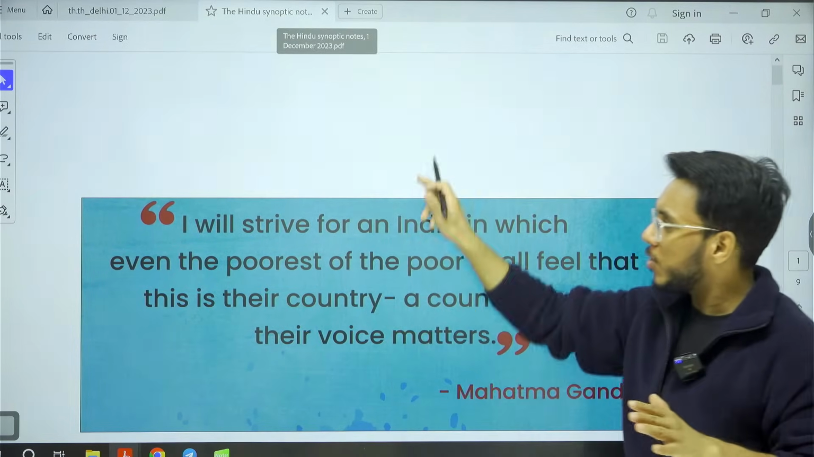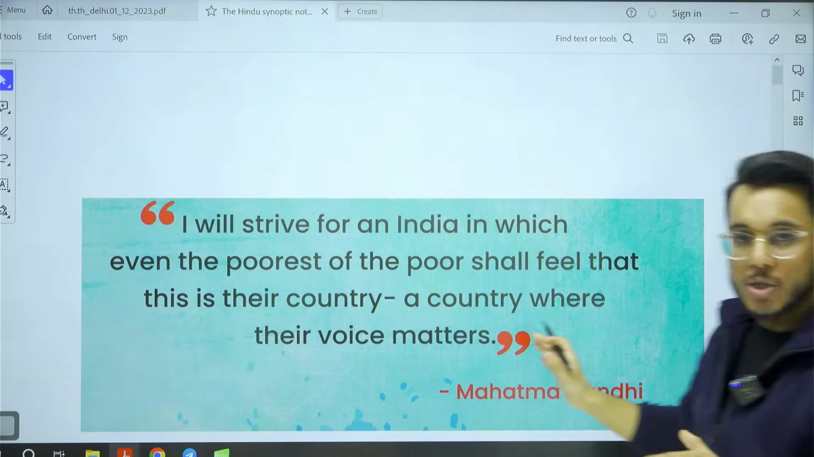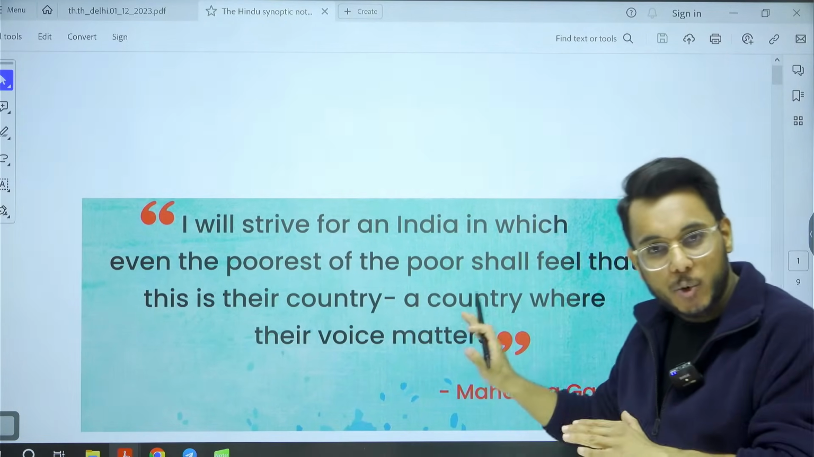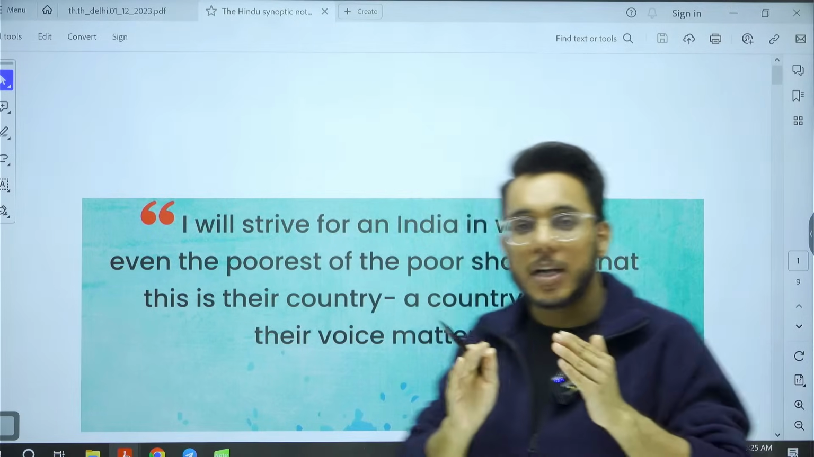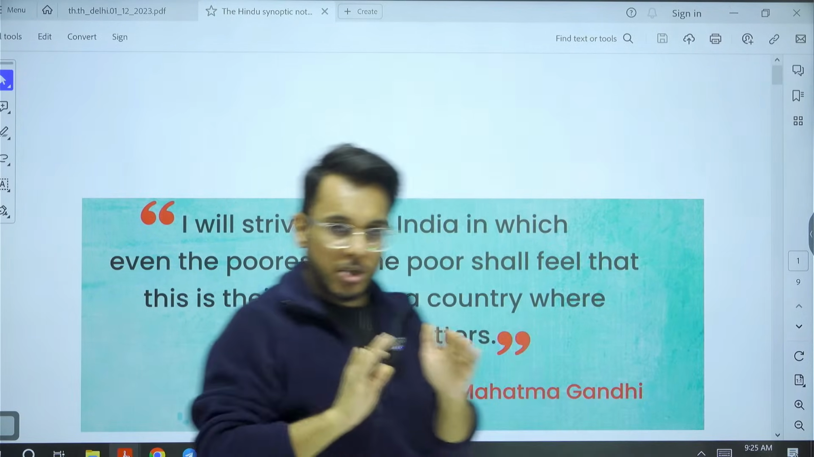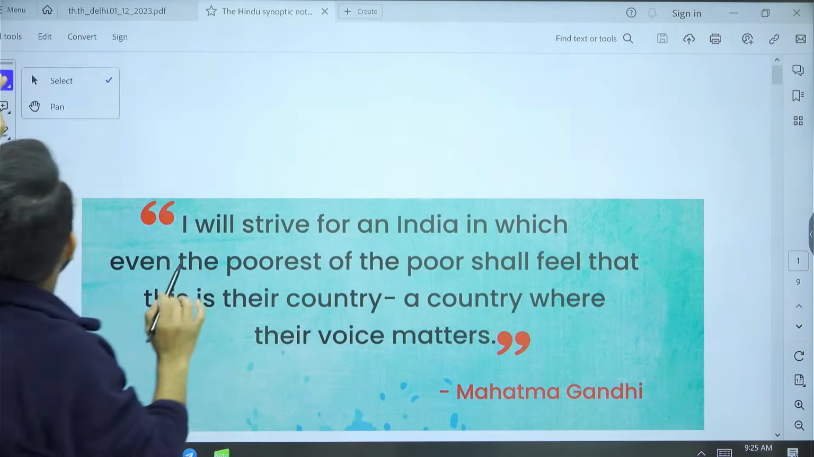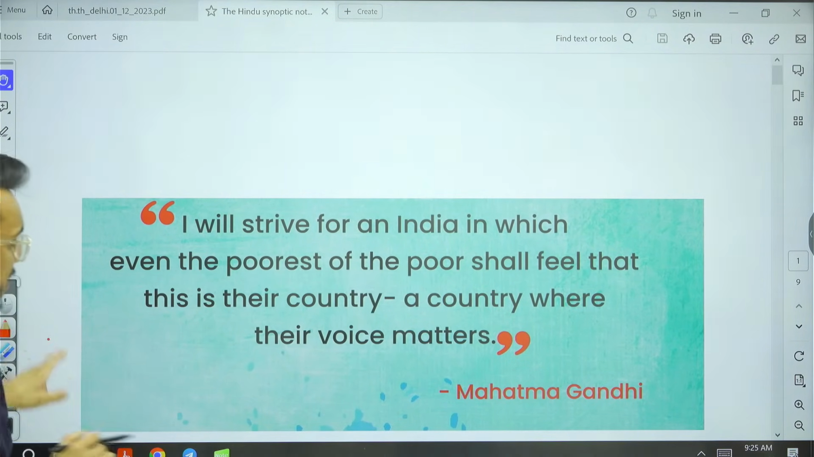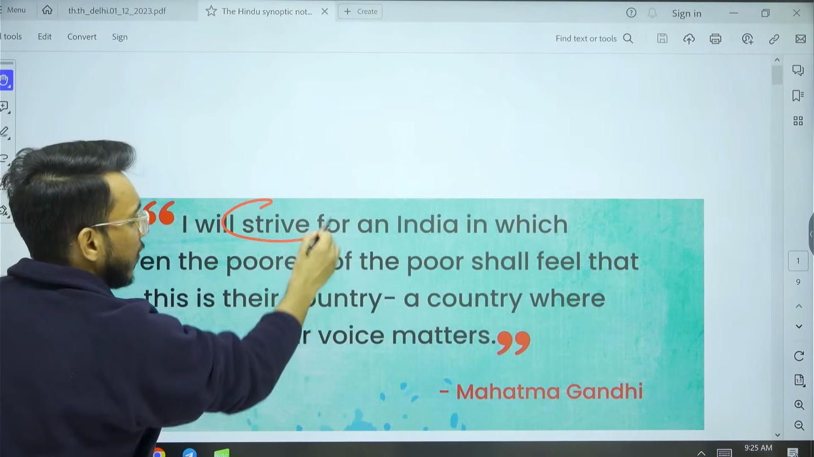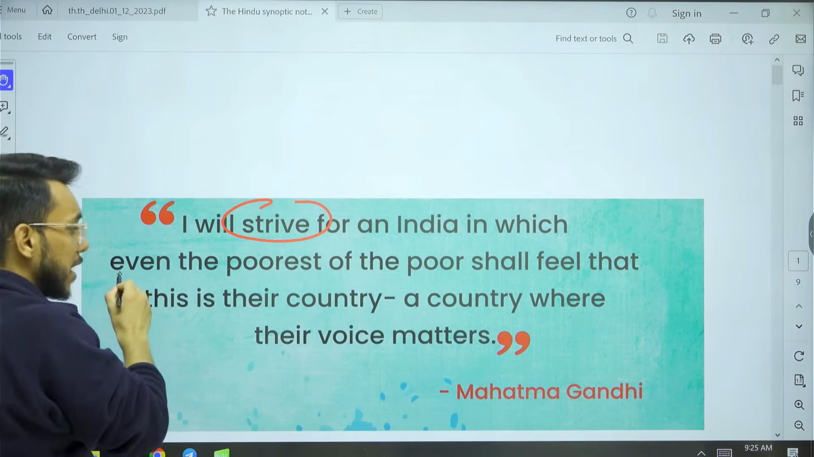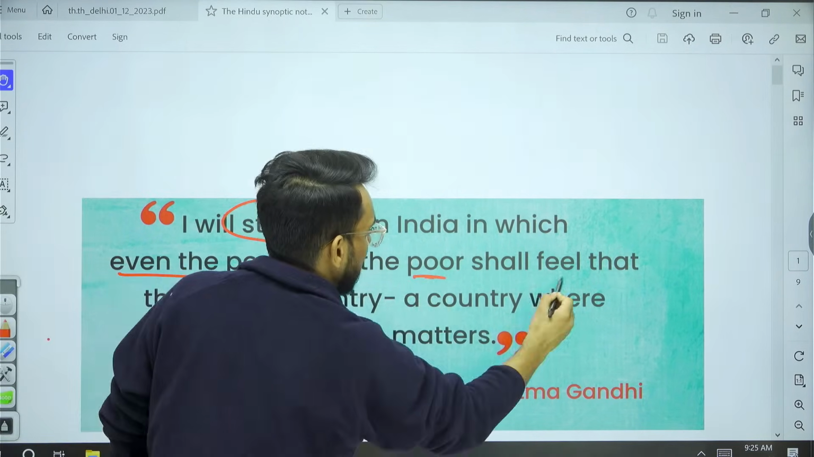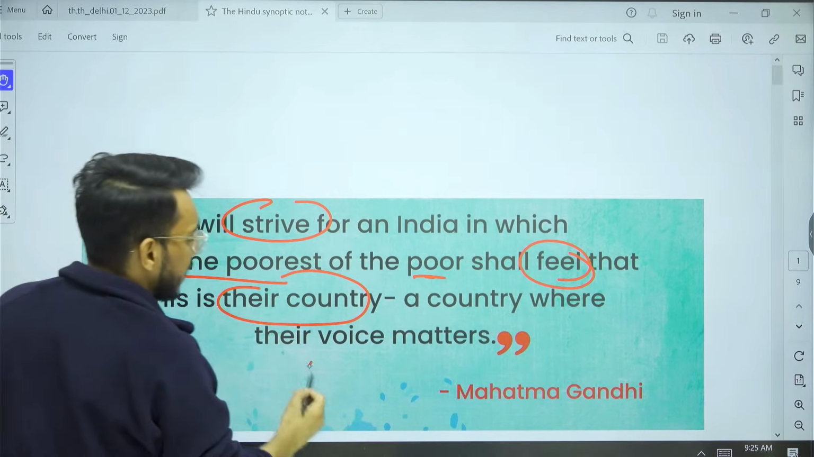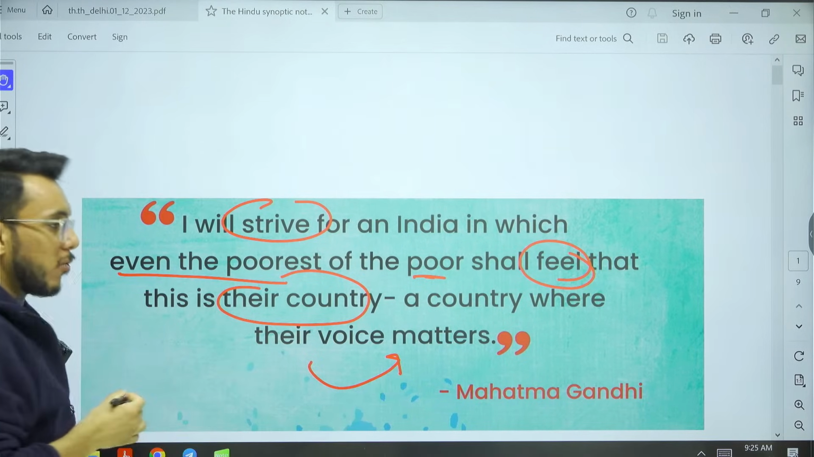As I told you, you can download synoptic notes from our Telegram channel, and we start every class with a GS quotation that can be used to complement your answers in examination. So today we'll take a quotation from Mahatma Gandhi. Gandhiji says, I will strive for an India in which even the poorest of the poor shall feel that this is their country, a country where their voice matters.